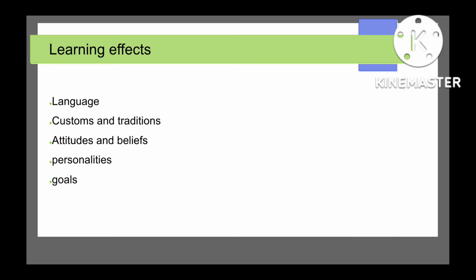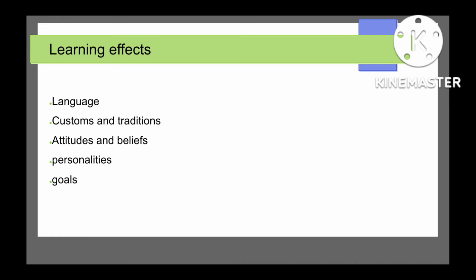Let's see the learning effects. Learning can affect our language, like maybe the child is at home, his or her mother tongue is Telugu, but in school he is learning a different language, for example the English language. Then next, custom and tradition, that also the child is learning from the home and from the society. And attitudes and beliefs, like beliefs in God or any other moral beliefs, can also be learned from the society, and it's because of the learning process only that the child is able to learn these things.